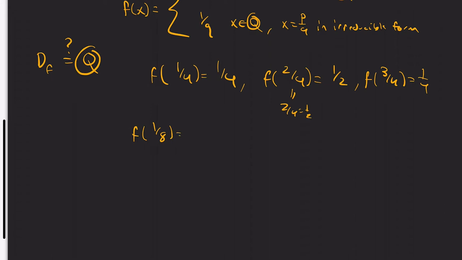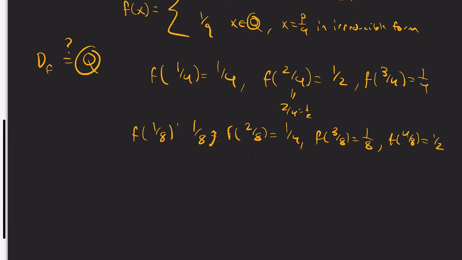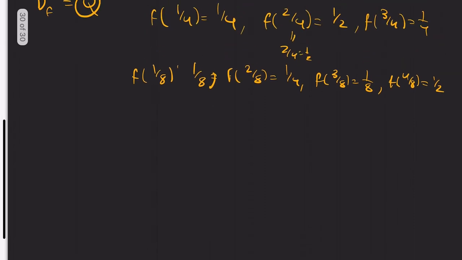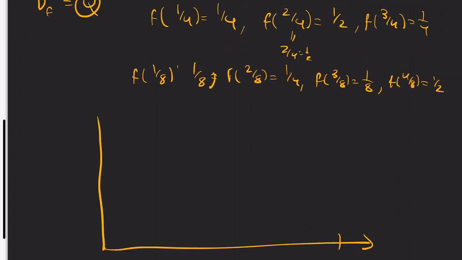And similarly, f of 1/8 is 1/8. f of 2/8 is 1/4. f of 3/8 is 1/8. f of 4/8 is 1/2, and so on. So the idea here is that if I take my function, it's going to max out, let's call this 1. It's only going to be equal to 1 over here. So this is 1/2. So here at 1/2, I'm going to get this.